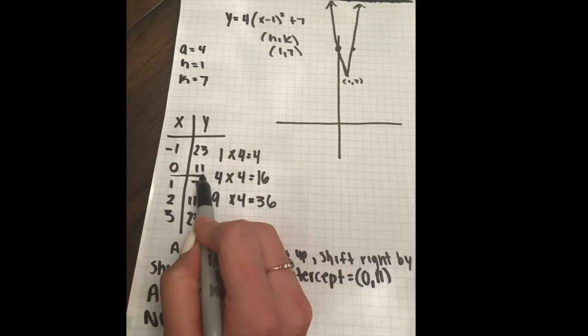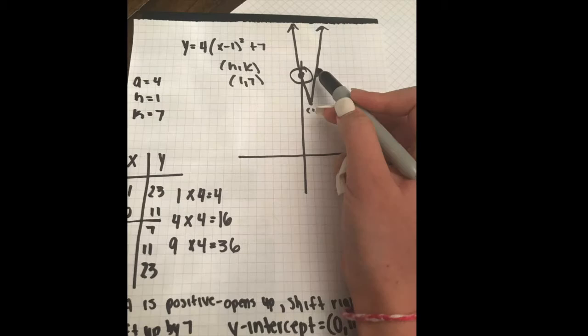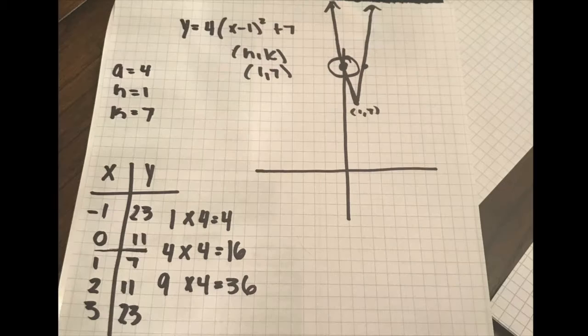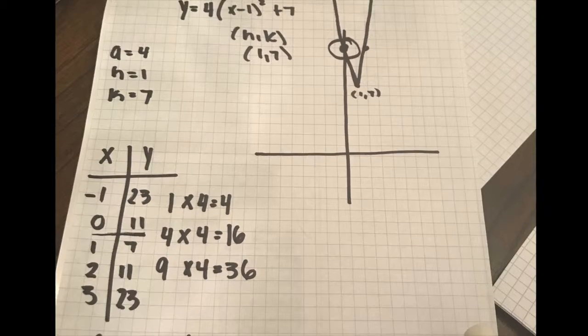We can see here that the y-intercept is 11 on the table, and here on the graph it crosses the y-axis. And so now we know that our y-intercept is (0, 11), and it is a minimum point because the graph opens up. And that is how you graph quadratics using vertex form.